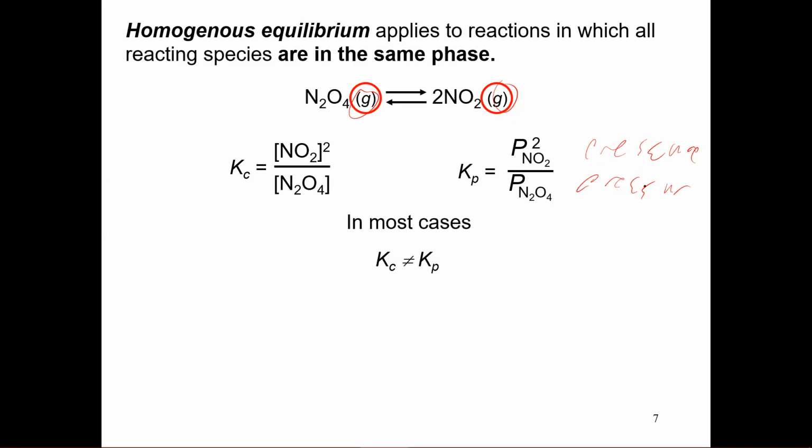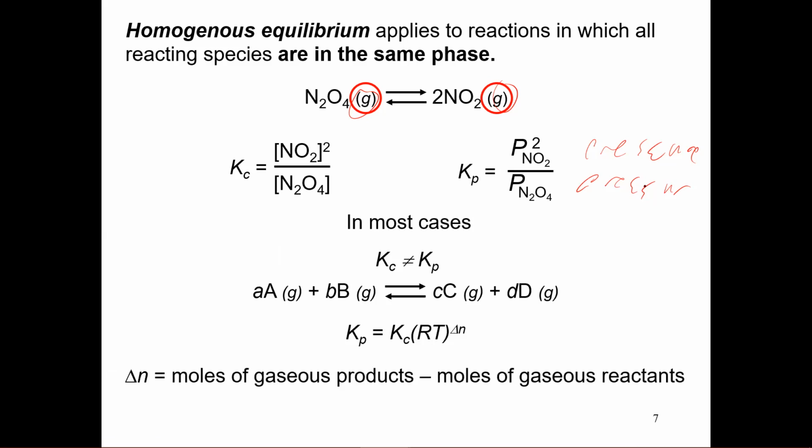In most cases, Kc is not equal to Kp just because of the nature of the different pressures associated with that. It's just a different constant because the units are not the same. With the change in the number of moles, delta n, Kp equals Kc times this, and that's the change in the number of moles here. And in this case, this goes from 2 to 1. This is 2 moles. This is 1 mole. So that will play a role in how that interacts.